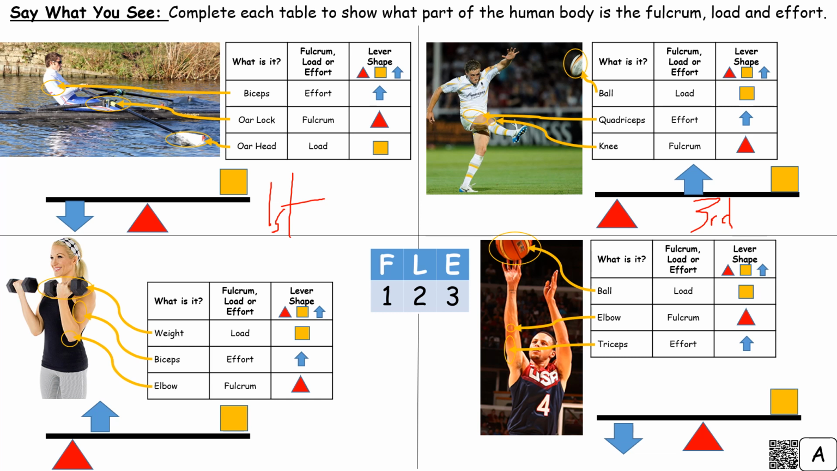Going down to the lady doing the biceps curl, thinking about what we said about the structure of the arm when doing that biceps curl upwards, I know that the effort's in the middle, and that means that that is a third class lever system as well. And again, talking about anatomy and the tricep extension to make sure that that basketball player can get power to push that ball out of his hand towards the hoop, I know that in the middle is the fulcrum, so that is a first class lever system.